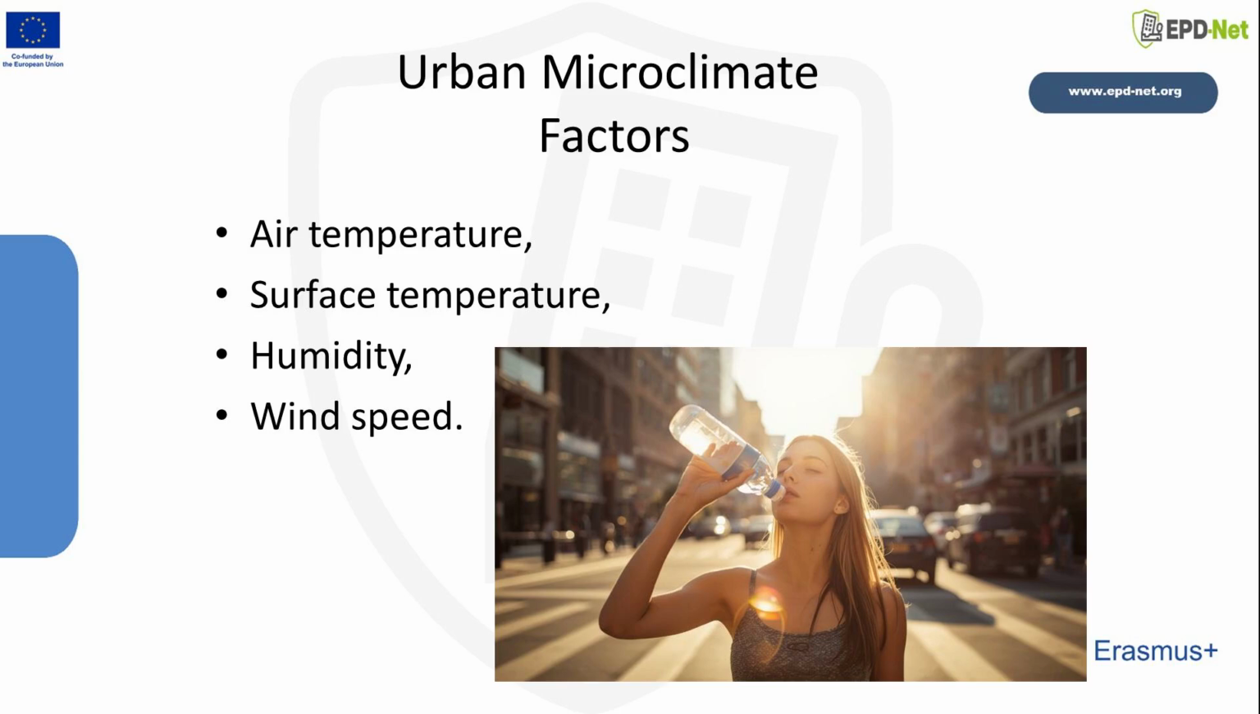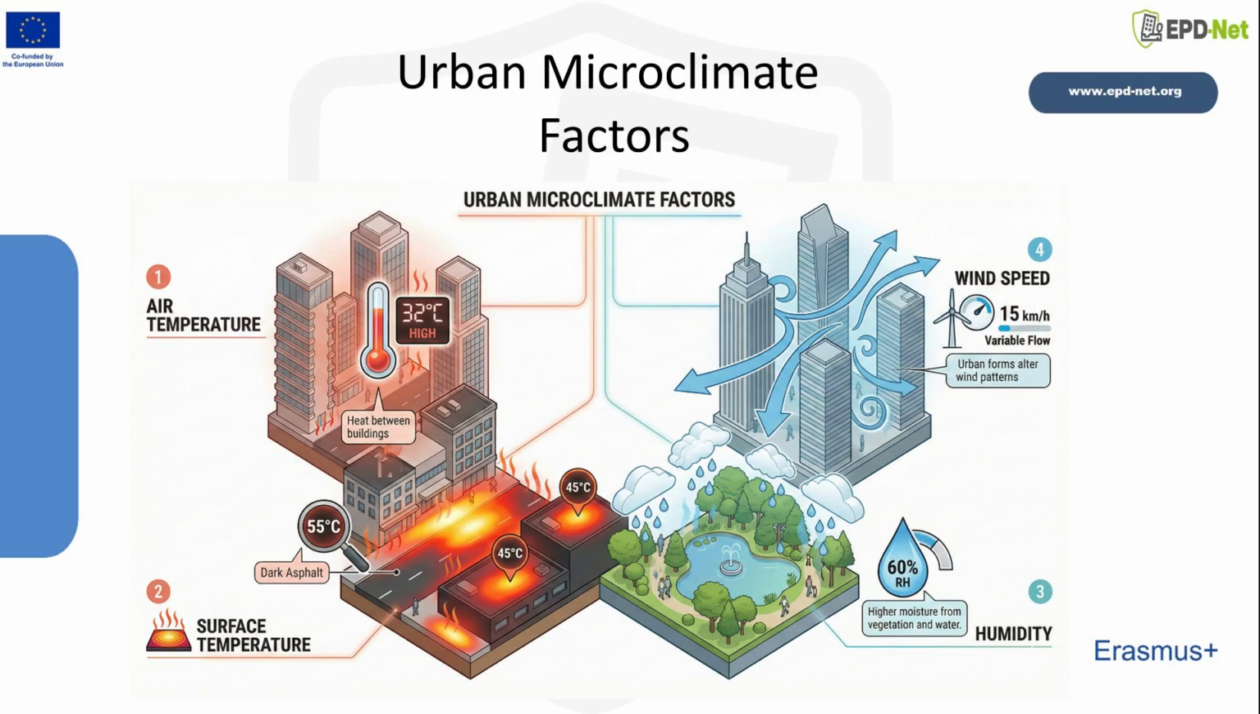Microclimate can be described by several main factors. Measuring urban microclimates involves capturing air temperature, surface temperature, humidity, and wind speed. Data can be gathered from fixed meteorological stations or in situ field measurements. Satellite and airborne sensors for land surface temperature and albedo are used in a broader context. We will look at each factor in more detail.